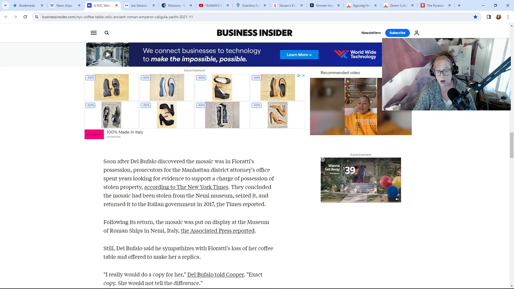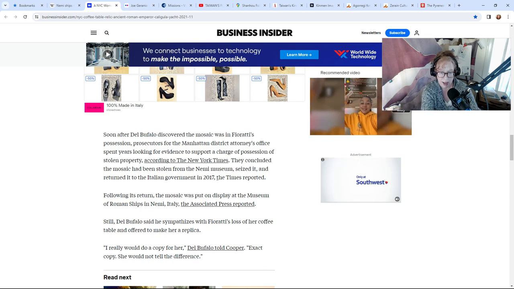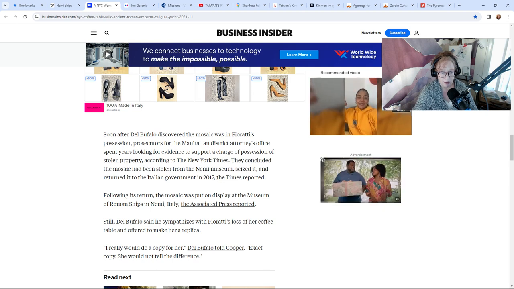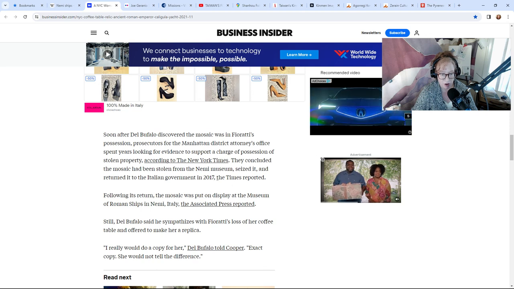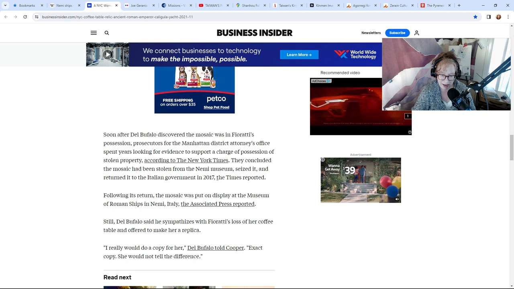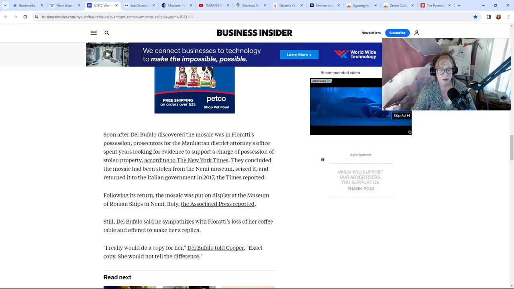So she turned it over. She was like, oh, okay, well, apparently this isn't just a reproduction. This is actually the mosaic that was on the ship. And Dip Buffalo says he sympathizes with Fiorati's loss of her coffee table and offered to make her a replica. "I really would do a copy for her, exact copy. She would not be able to tell the difference." So they took it. It doesn't look like she got paid for it.